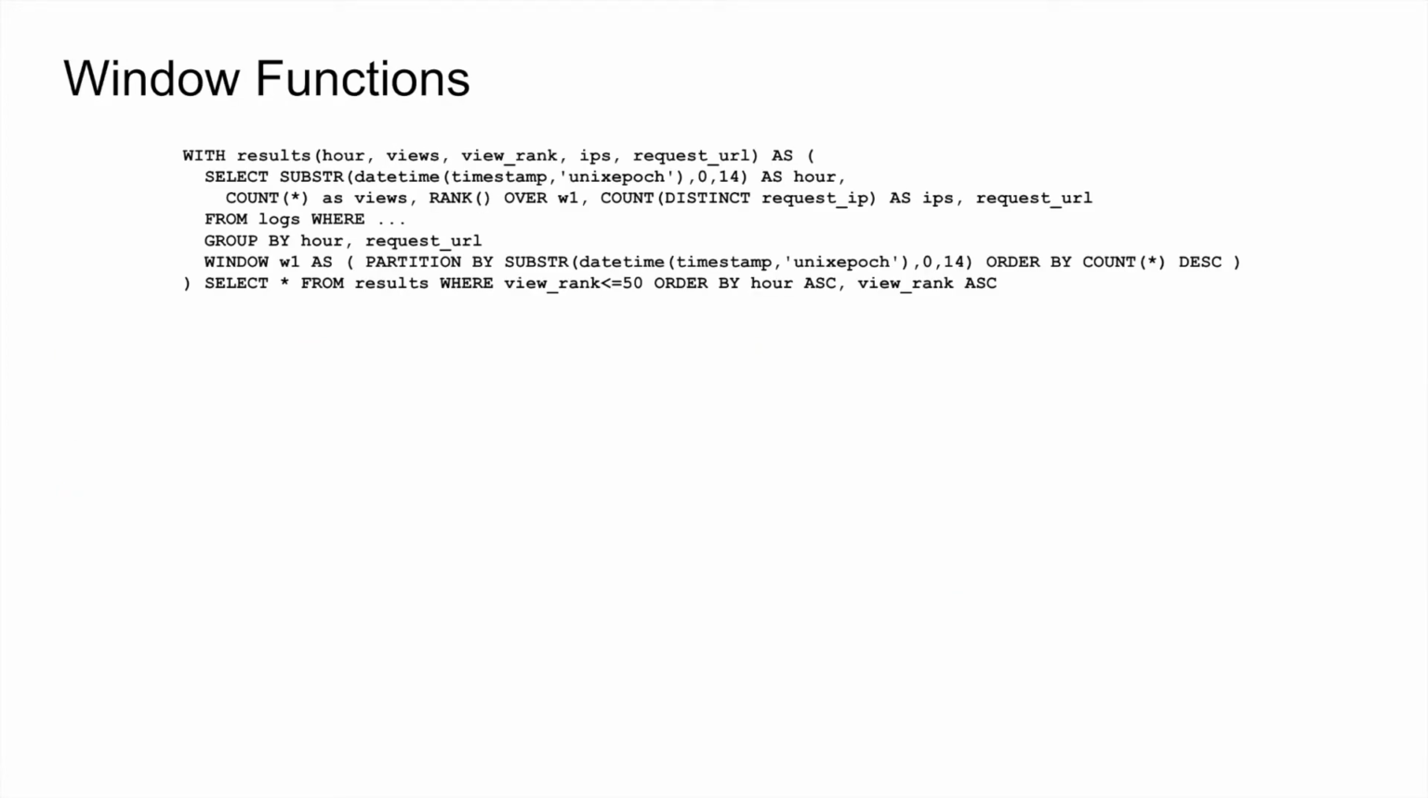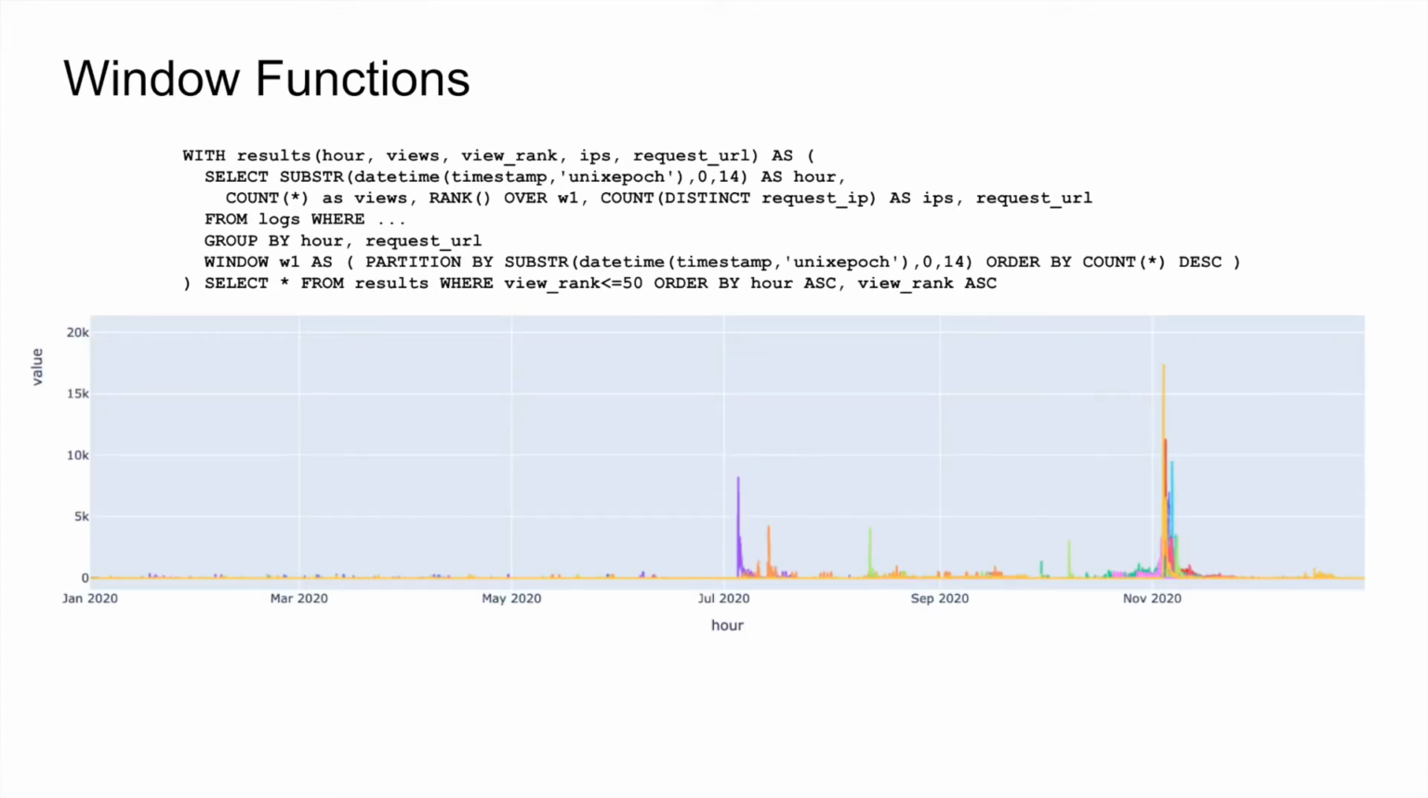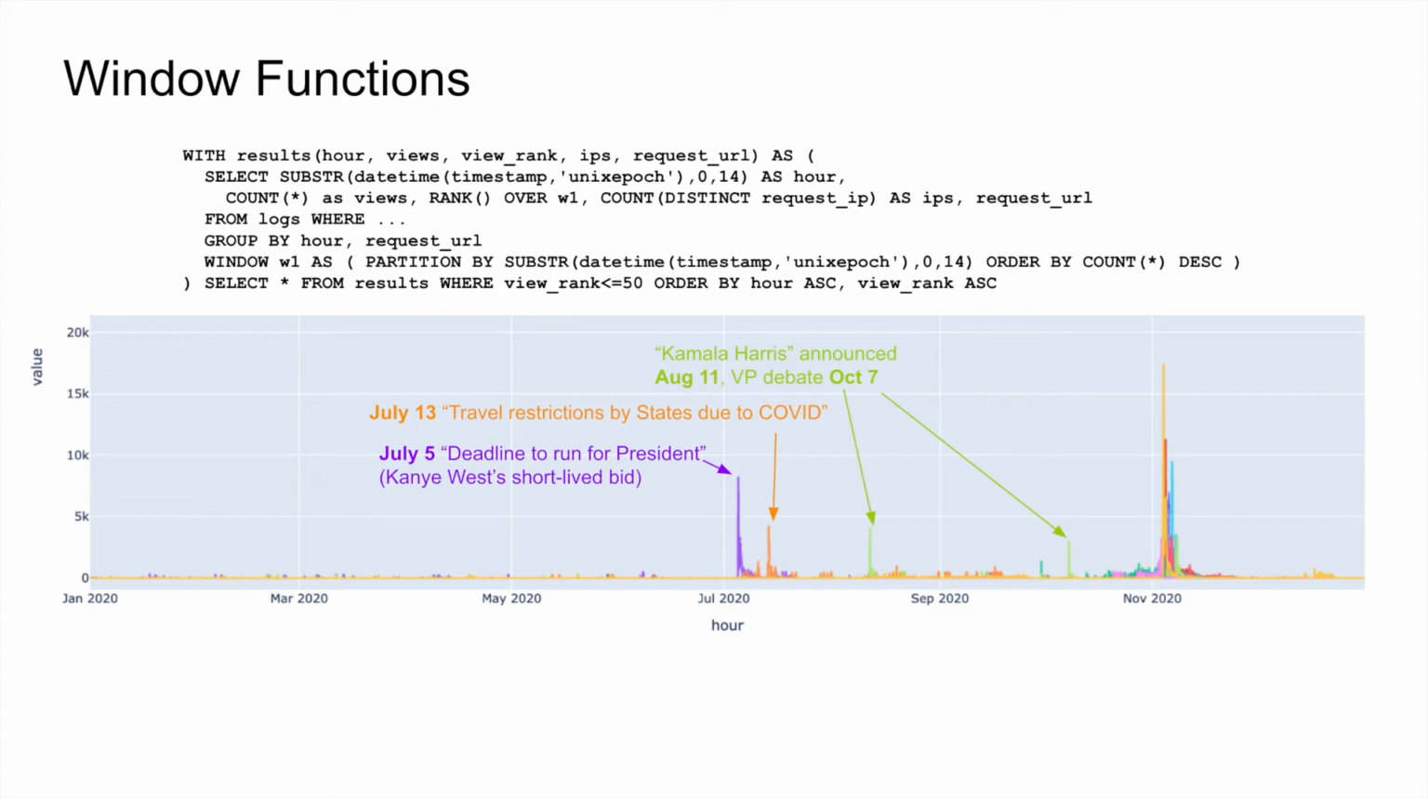Using window functions, we can do more complex analysis. Here, we query for the top 50 most popular pages for every hour in 2020. Pruning these down for pages that have brief spikes of popularity, rather than being popular all year, we can see results like interest in the deadline to run for president when Kanye West announced his candidacy in July, interest in travel restrictions due to COVID in the summer, interest in Kamala Harris when Joe Biden announced her as his running mate in August, and again in October around the vice presidential debate.